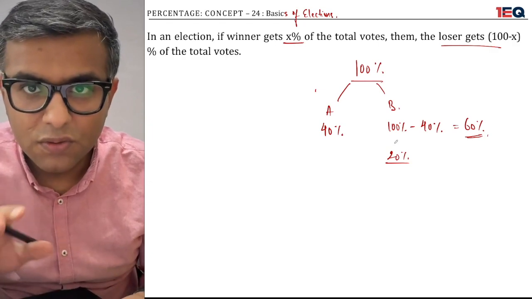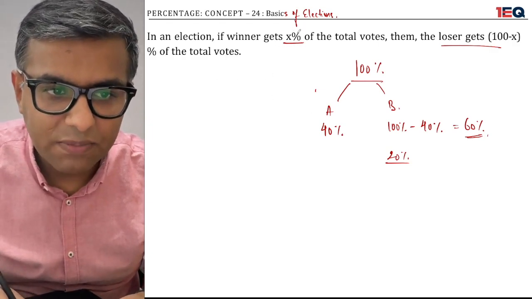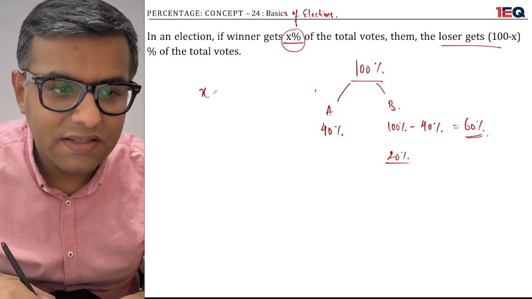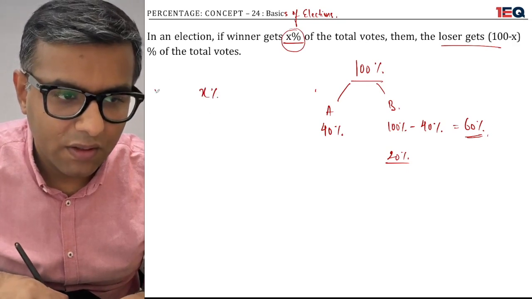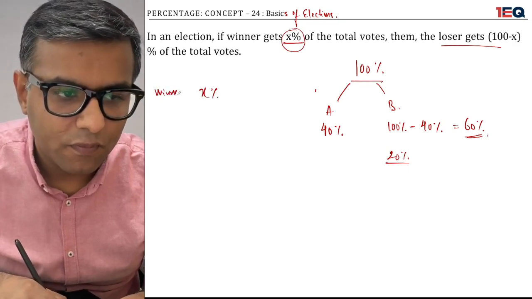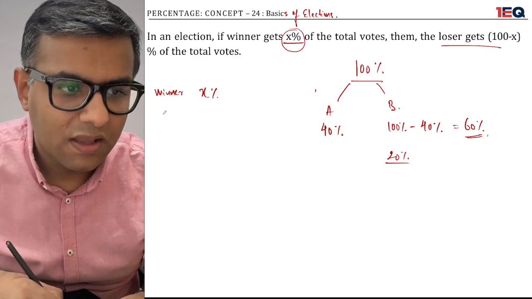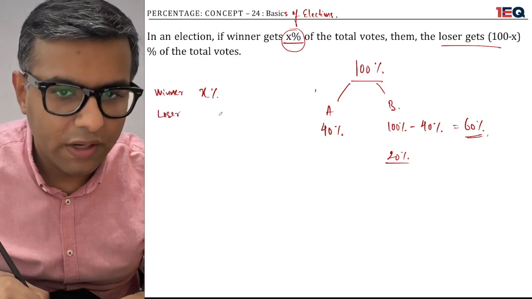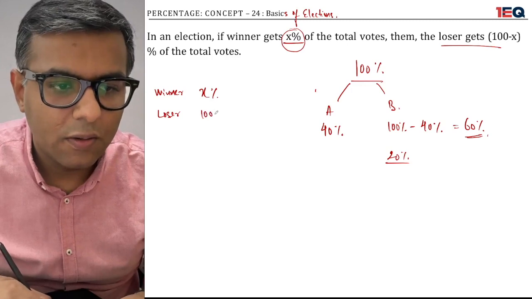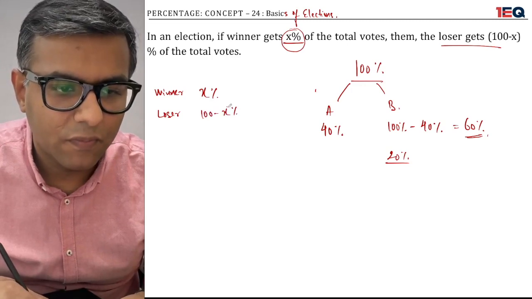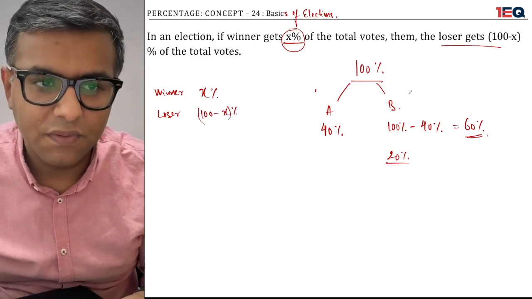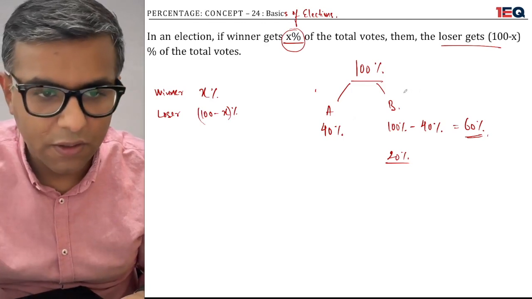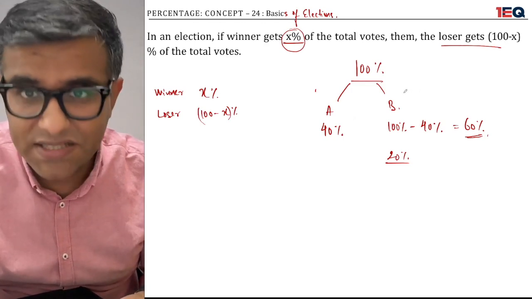Okay, so this is the clarity. The concept that I'm talking about here is: if the winner gets X% of the votes, then the loser would get 100 minus X% of the votes. Okay, 100 minus X% of the votes. This was being discussed over here. Moving on to the question directly.